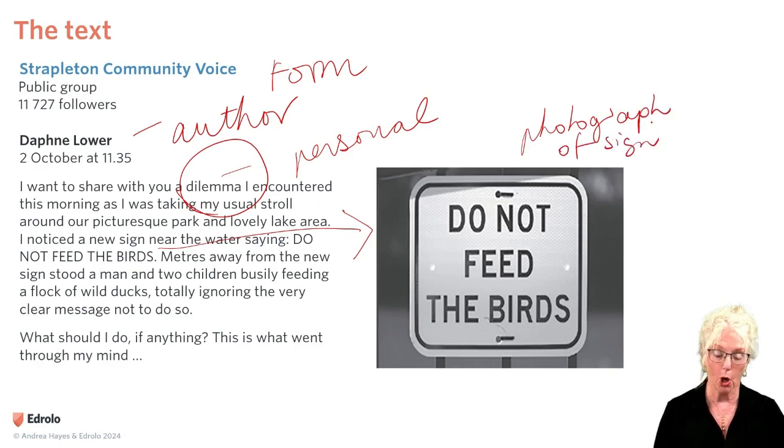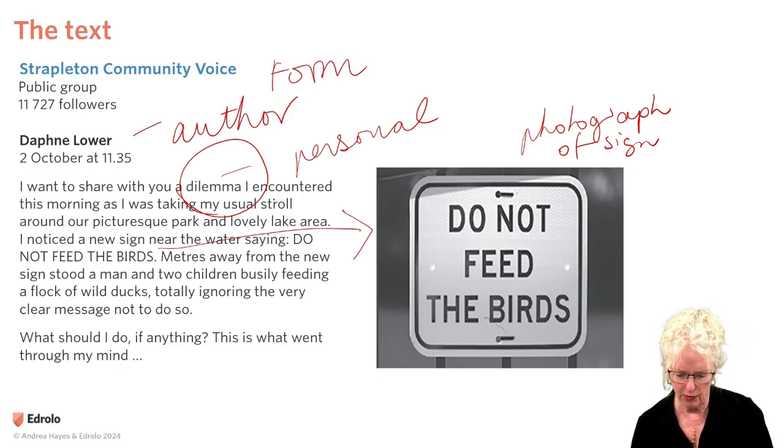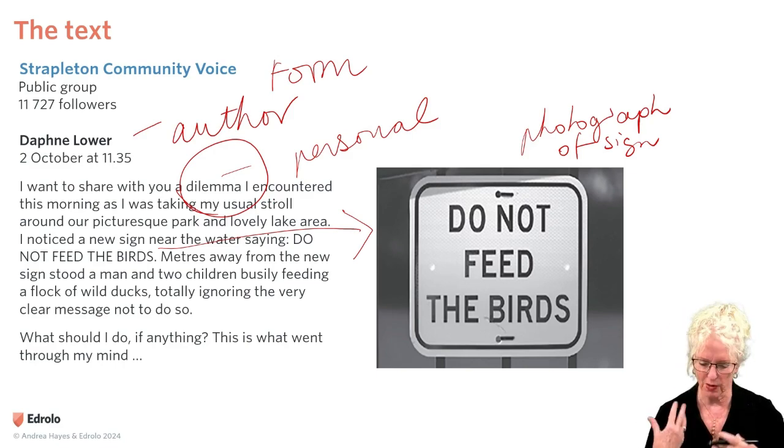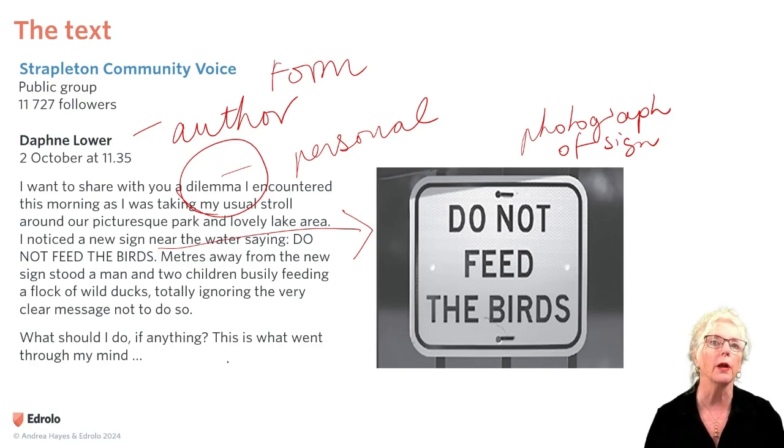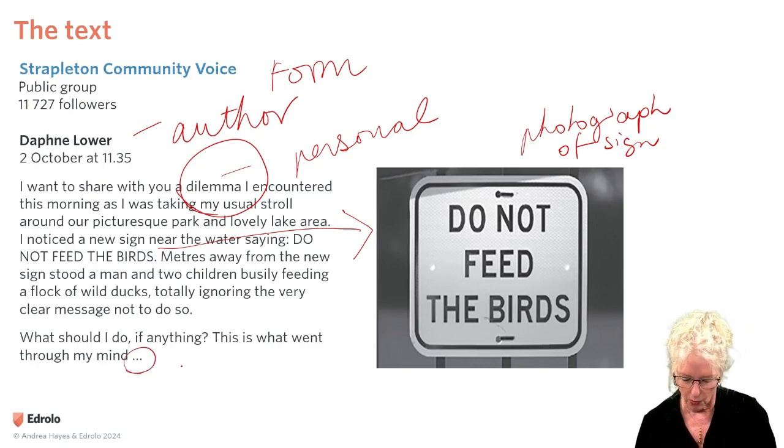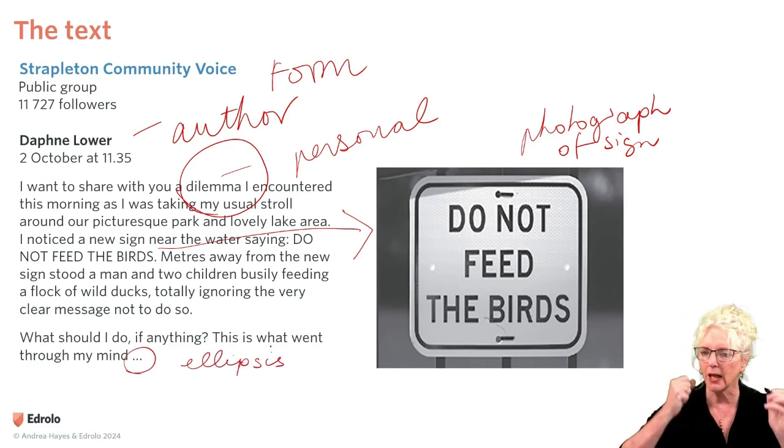What's the sort of tone there? It's very strong. This is an imperative. This is a "do not do this." Really strong. This is not so strong. This is a dilemma. This is personal. This is a bit more emotive. "What should I do, if anything? This is what went through my mind." And of course, we know this is an ellipsis, meaning thinking, thinking, thinking.